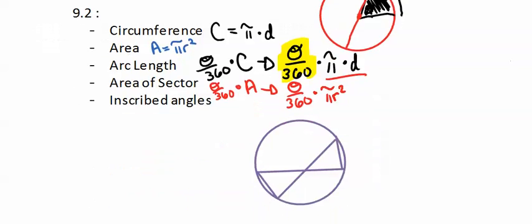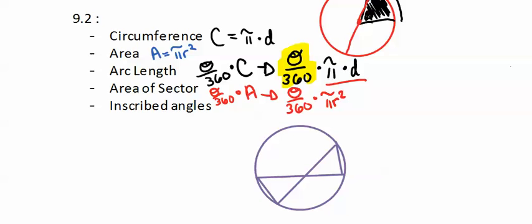The last thing we'll talk about in this section is an inscribed angle. And what an inscribed angle is, it's an angle that doesn't necessarily go through the center. So in this case, you can see there's an angle that goes out to here. There's an angle that goes here. And then there's also two on the other side, here and here.